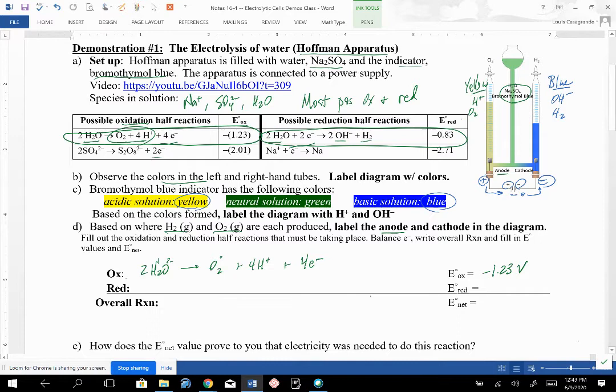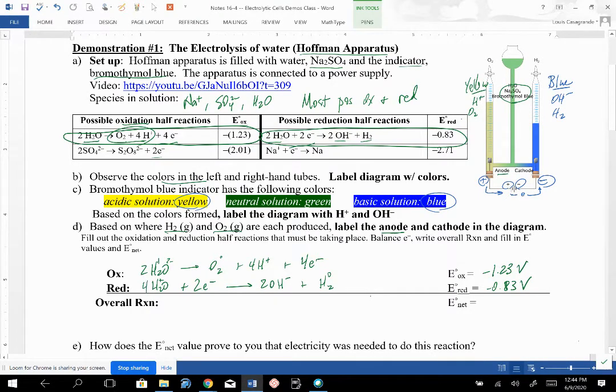In the second reaction, the reduction reaction, we've got 2H2O plus 2 electrons forming 2 hydroxide and H2. Now what's being reduced is the H plus. It's going from a +1 to a 0. The O and the H in hydroxide aren't changing, and that has a voltage of -0.83 volts.